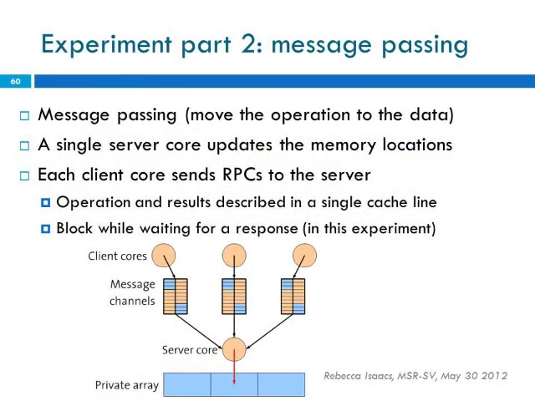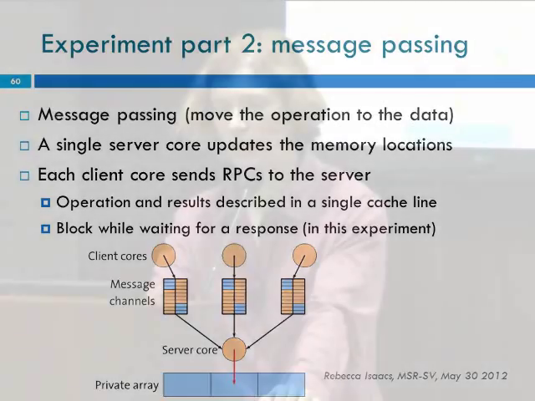So in contrast, we look at message passing. Here we're running a single server thread on one of the cores, and that server thread is solely responsible for updating the array, the same array that we had before. And on the other cores, other threads are just sending RPCs, sending requests to the server saying, do my update.